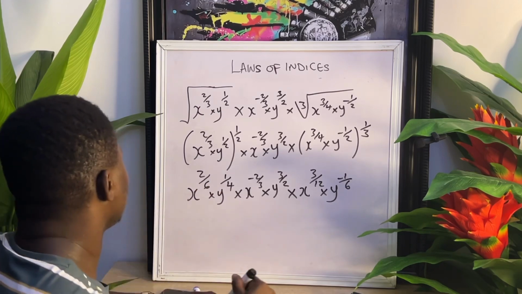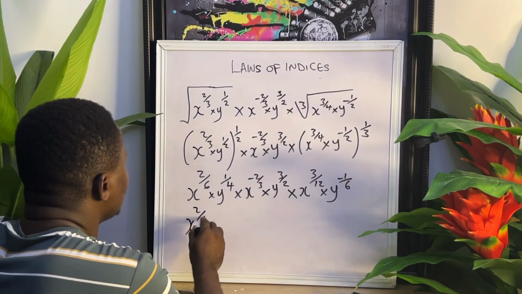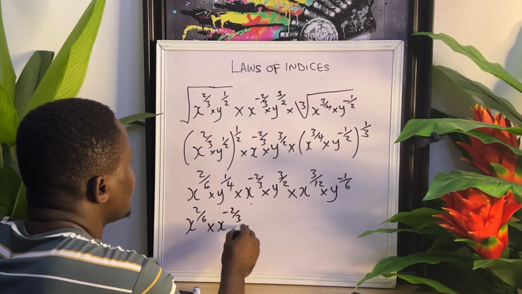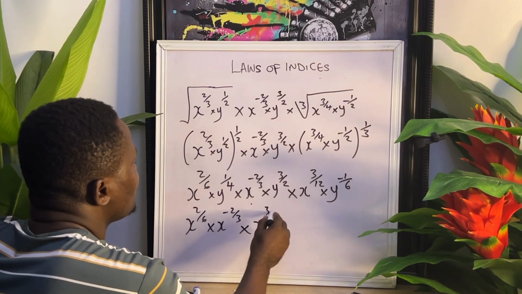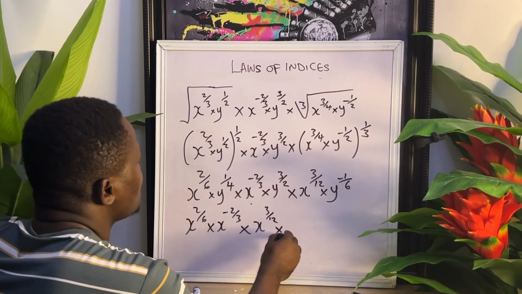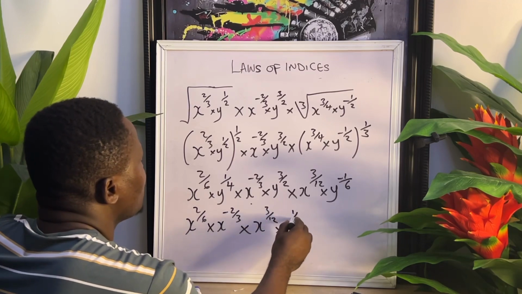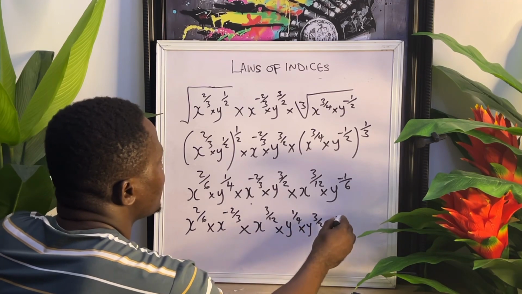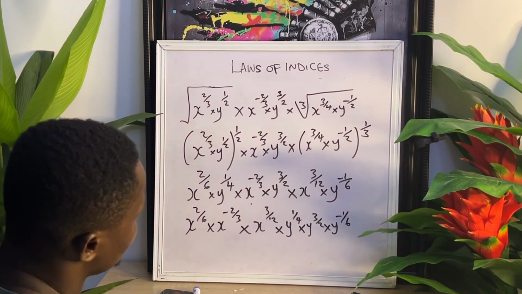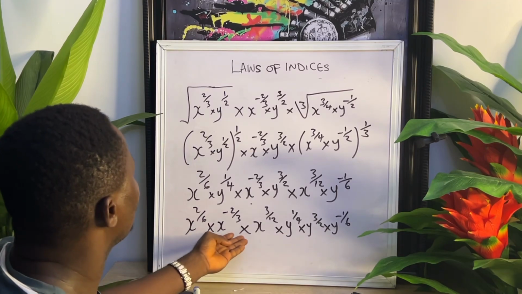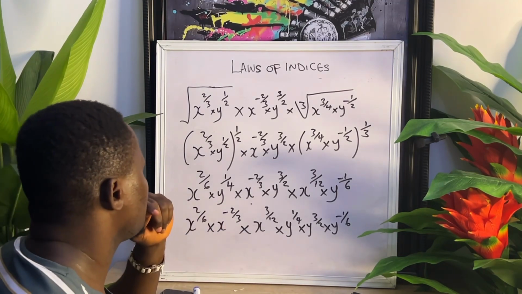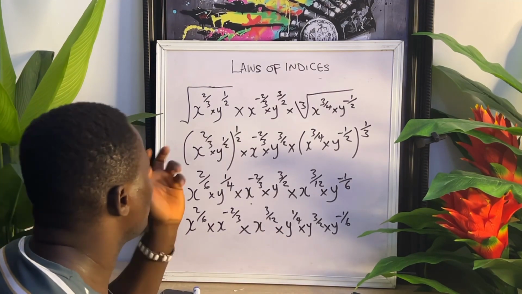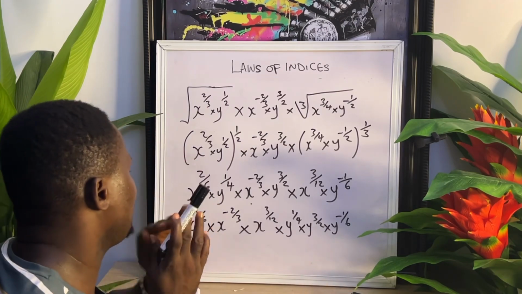So when we pick x, x, x, we have x raised to power 2 over 6 times this x raised to power minus 2 over 3 times this x raised to power 3 over 12. We are done with x. We go with y. y raised to power 1 over 4 times y raised to power 3 over 2 times y raised to power minus 1 over 6. Then, what does the law of multiplication with the same base say? It states that whenever we are multiplying and they are the same base, we pick one out of the bases and we add the powers.